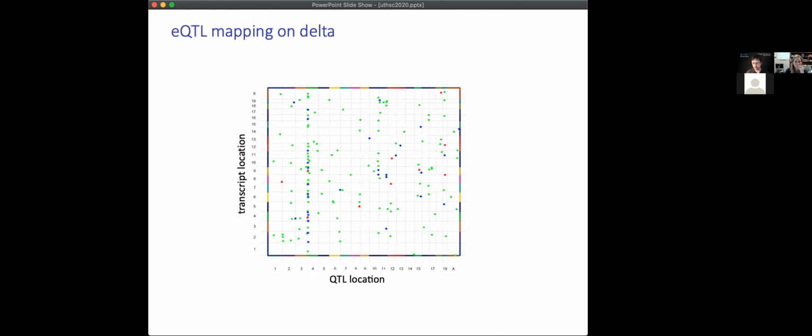Somebody's asking a question: what's going on at distal chromosome 12? I'm not quite sure. Well, yeah, ask me later about that. So yeah, we see a very sparse picture, and we don't see the hallmarks of a QTL plot in terms of the diagonal.